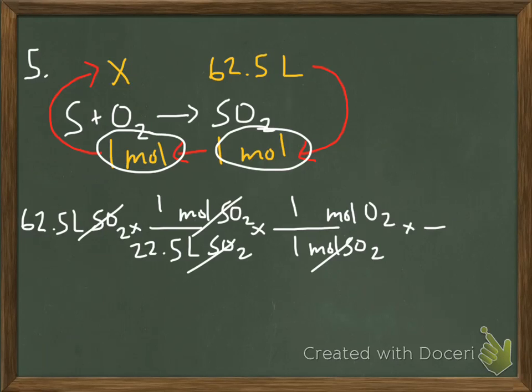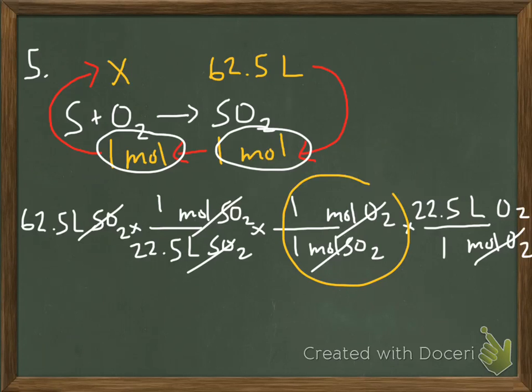And then finally, we're going to go from moles of O2 to liters of O2. So we can cross out the moles now. The conversion factor between moles and liters is always 1 mole is 22.5 liters. So into your calculator, you can plug in 62.5 divided by 22.5 times 22.5. I left out this part just now when I spoke it out loud, just because it's 1 over 1. So you don't need to type that in.